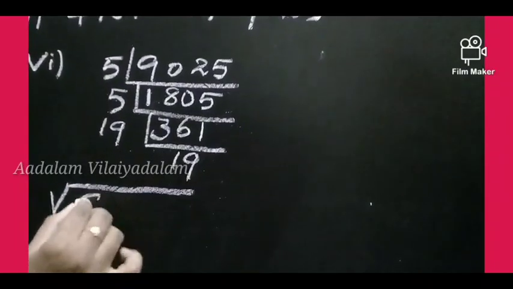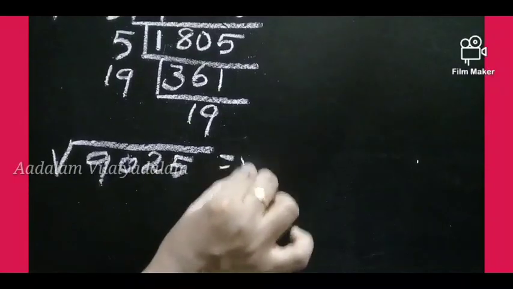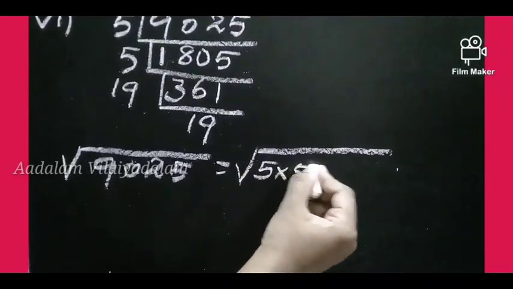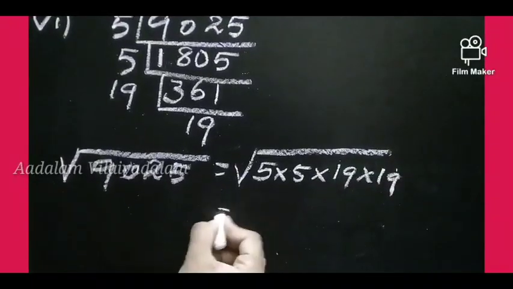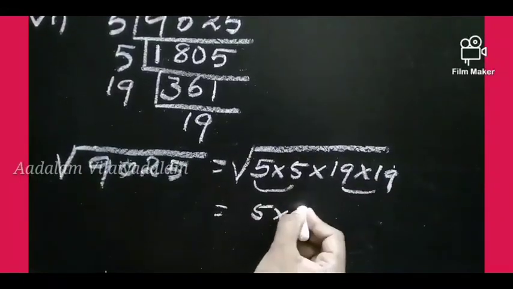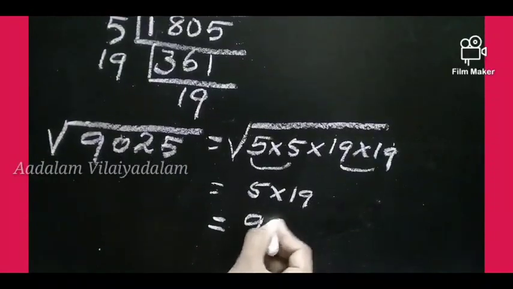Here square root of 9025 is equal to square root of 5 into 5 into 19 into 19. So the answer is 5 into 19. So 5 19s are 95.